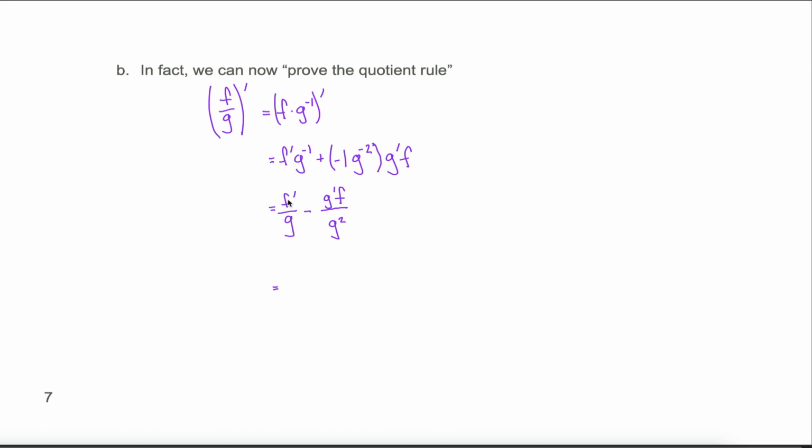If I multiplied the top and the bottom of this fraction by g, I'd have f prime g divided by g squared minus g prime f divided by g squared. And as long as I have a common denominator, I might as well subtract the numerators, giving me f prime g minus g prime f divided by g squared. If this looks or sounds familiar, it should. It's exactly the quotient rule. What we just proved is that the derivative of the quotient of two functions is just equal to this big mess. The quotient rule is a consequence of the product rule and the chain rule.